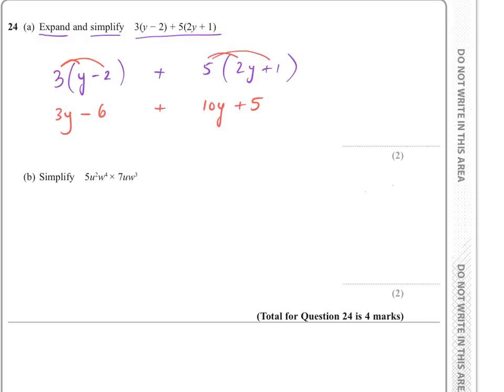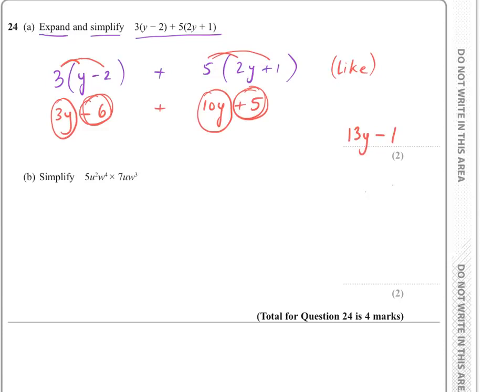Now we're going to simplify and just put things that have like terms. When I say like terms, things that are similar. So for example, this is 3 lots of y, and this is 10 lots of y. So why would you just say 3y add 10y when you can easily say 13y? And then we have negative 6 add 5, which is the same as 5 take away 6. And 5 take away 6 is negative 1. So that's that one done.